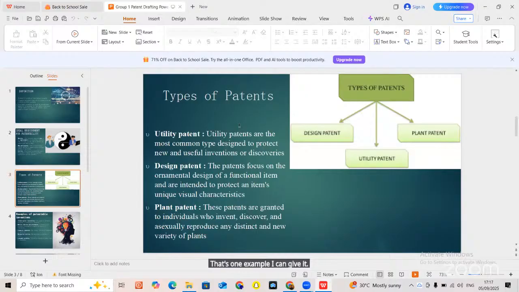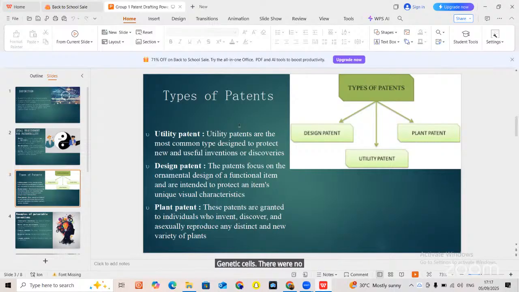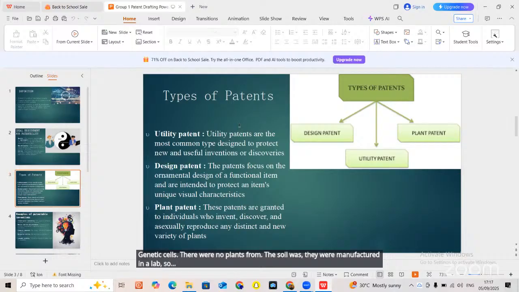And finally, plant patents, which are granted to individuals who invent or discover a sexually reproducing plant and so on. One example we can give is GMOs, genetically modified organisms, where today in Nigeria we have foods, plants, and fruits in circulation that were developed out of genetic cells. They were not plants from the soil, but were manufactured in a lab. So plant patents protect that form of invention.